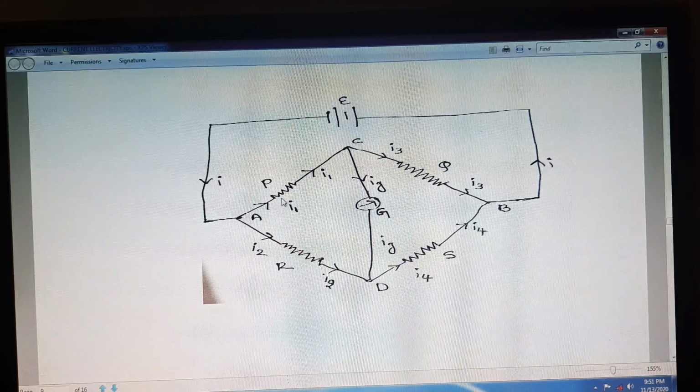It can split into 2 components. So I is resolved into 2 parts, I1 and I2. I1 passes through the P resistor, and I2 passes through the R resistor. In the same manner, I1 reaches the junction C, and it can split into 2, I3 and Ig. I2 passes through the R resistor and reaches the D junction, and Ig also passes through the galvanometer and reaches the D junction. So the leaving current is I4. Then at B junction, I3 reaches, I4 reaches, and the leaving current is I.